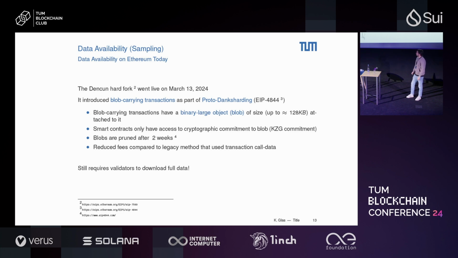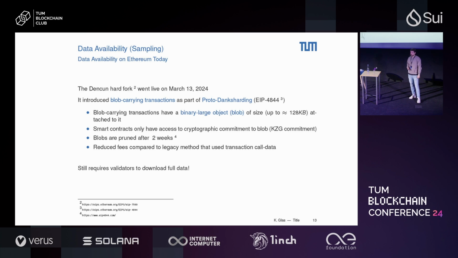Okay, so what does data availability look like on Ethereum today? In March, the Dencun fork went live, and the Dencun fork introduced proto-danksharding. In proto-danksharding, the idea is that we have this concept of blob carrying transactions. So to each transaction, we can append a blob, and there's some maximum amount of blobs that can be included into a block. And the transaction itself only has access to KZG commitments of this blob data. And blobs are pruned after 2 weeks.